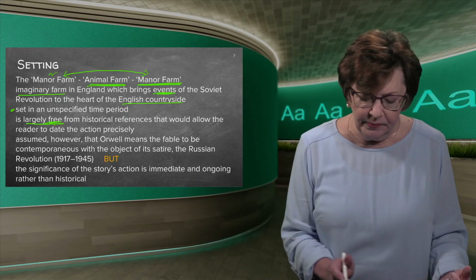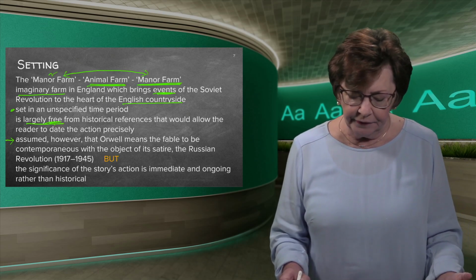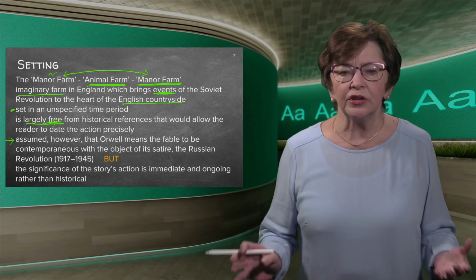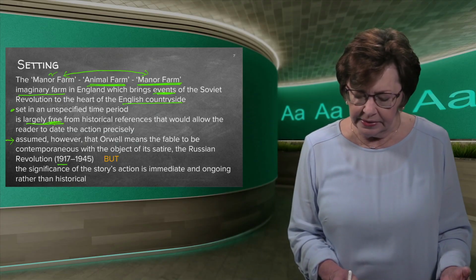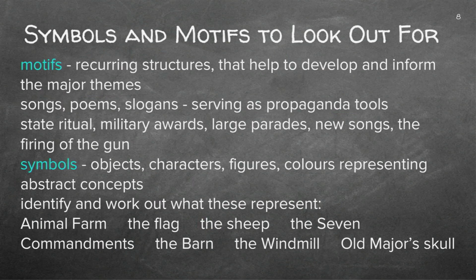But it is generally assumed, as I've told you before, that Orwell means the fable to be contemporaneous with the object of his satire, which is the Russian Revolution that started in 1917 and the aftermath, more or less, up to 1945. But remember, as you read always, that the significance of the story's action is not limited to a time, it is immediate. Things happen to the animals there and then, right? It's immediate and it's ongoing rather than historical.